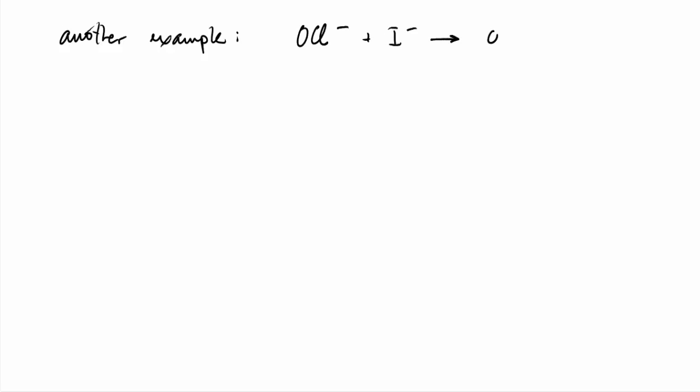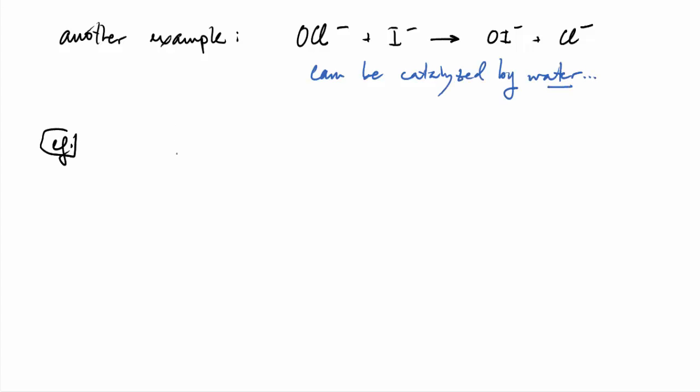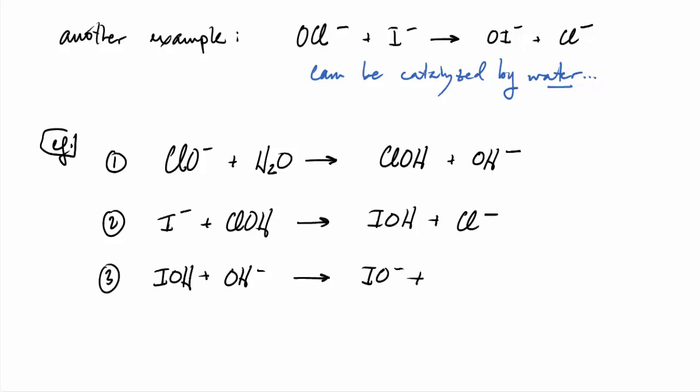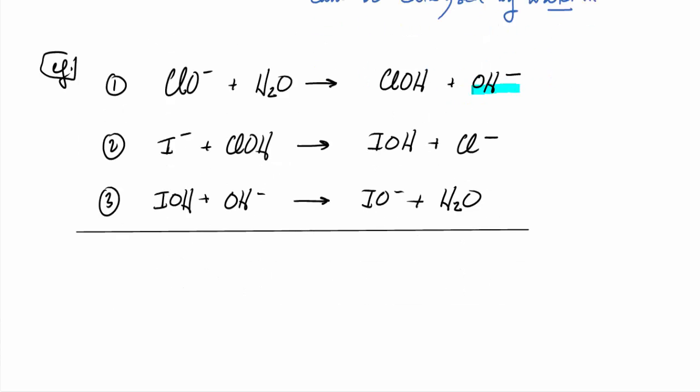Here's another example. This is an oxygen and chloride compound with iodide, making an oxygen and iodide compound with chloride. You can catalyze this one with water. So let's look at the reaction steps here. In the first step, the chloride oxygen compound gets attached with water, makes that ClOH compound, which in the second step gets attached to iodide and so on.